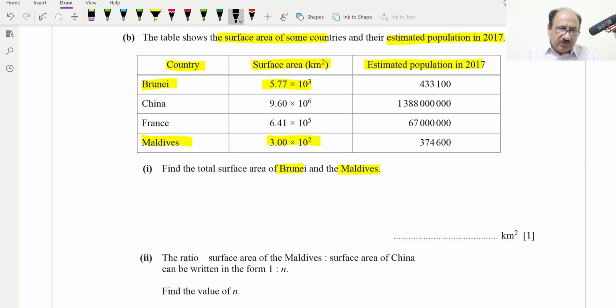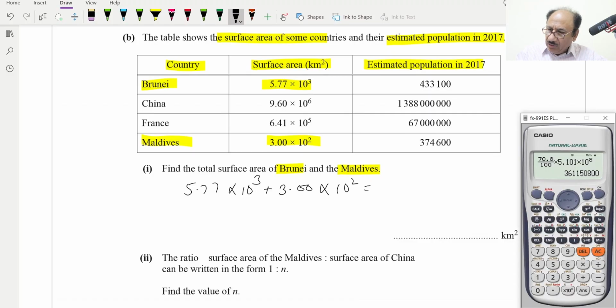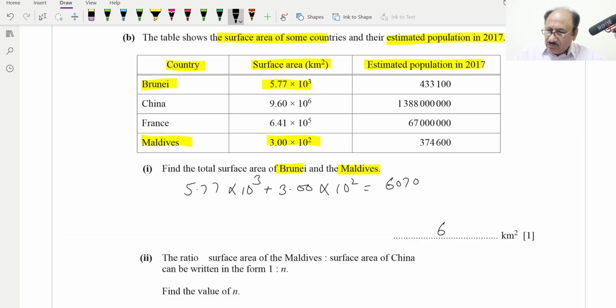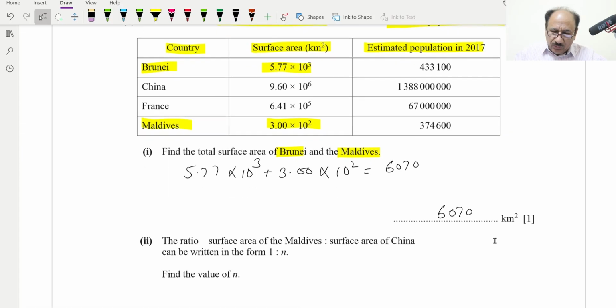Total surface area is required, so we'll add these two numbers: 5.77 × 10 raised to the power 3 plus 3.00 × 10 raised to the power 2. These two numbers we have to add with the help of a calculator. So 5.77 × 10 cubed plus 3.00 × 10 squared will be equal to 6070. Our answer will be 6070 kilometers squared.